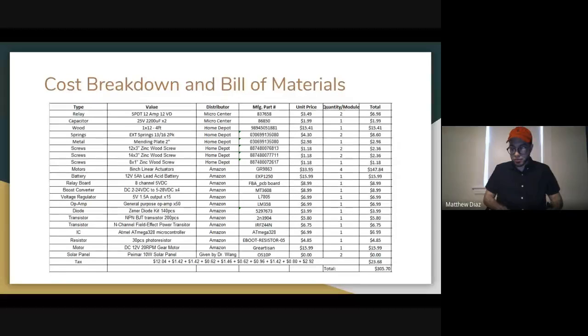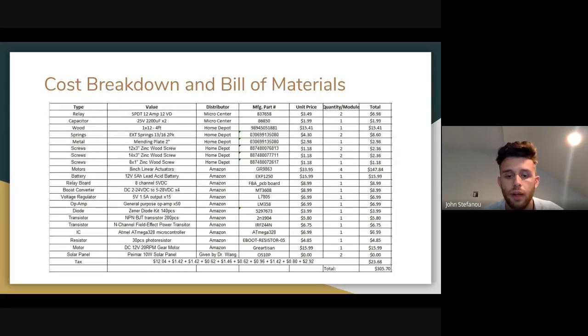Just to break down the cost, we obviously tried to keep everything as tight financially as we could. Everything between the capacitor, wood, springs, metal, screws, all the way down to our actual relay modules and motors. As a total, we ended up spending $305.70. The only things we didn't include in the chart were the Raspberry Pi, which Peter owns himself, and the microcontroller, which Nick had. But at the end of the day, we tried to keep it as tight as we possibly could.